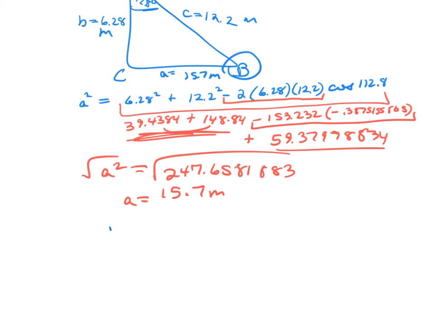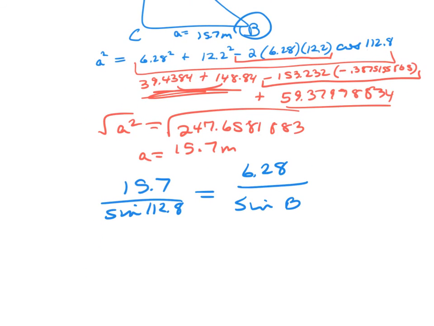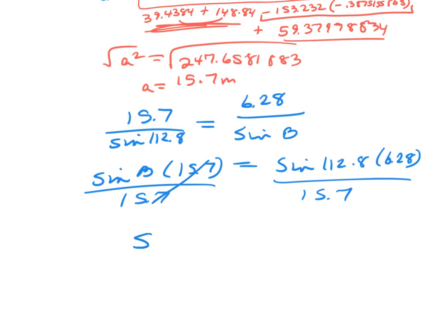So I'm going to take my newly found side length and put it across from the sine of 112.8. And I'm going to be doing sine of B first, and then 6.28. And again, cross multiply and divide. So sine of B times 15.7 equals sine of 112.8 times 6.28. Divide by 15.7. Sine of B, let me do this in my calculator.